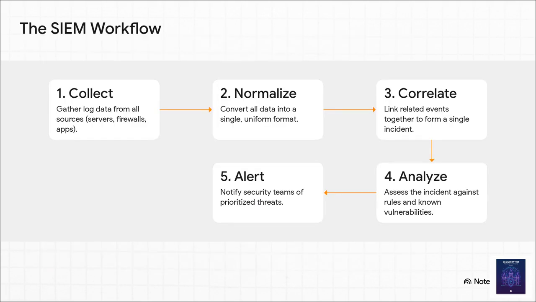First, it collects all that data. Then, and this is super important, it normalizes it, which just means it translates everything into a single common language so you can compare apples to apples. From there, it correlates the events to find those suspicious patterns we talked about, analyzes them against all known threats, and finally, it sends a prioritized alert to the security team. It takes a sea of noise and turns it into one clear signal that says, hey, look over here.